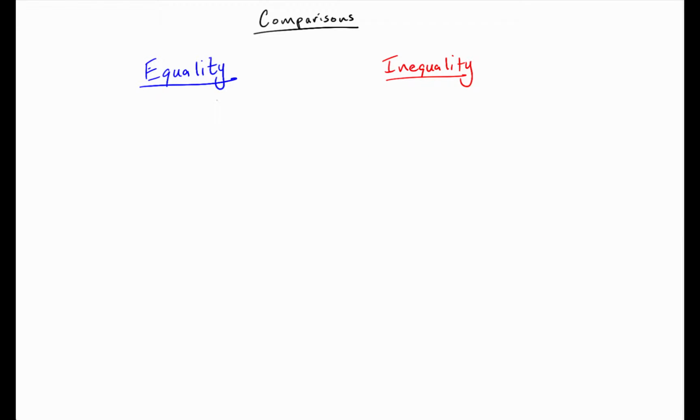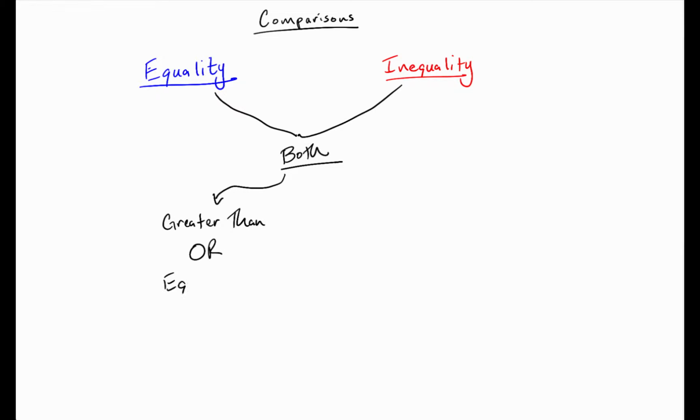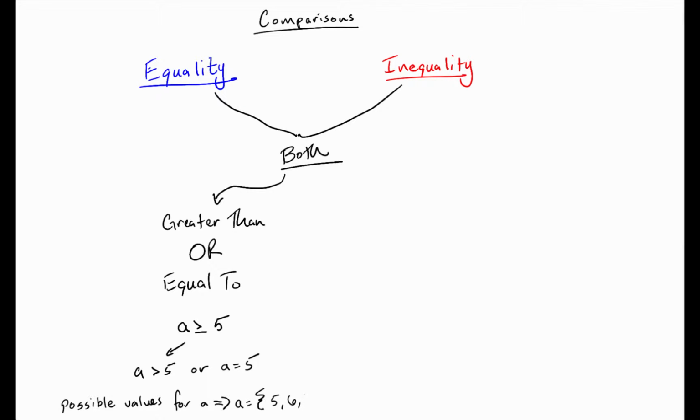Now let's consider the fact that sometimes we want to make comparisons where things could be both equal or unequal. Well, that would be a range of values. So something could be greater than or equal to. For example, a is greater than or equal to 5 means that a could either be greater than 5 or a could be equal to 5. And so we'd have a whole range of possible values. For example, a could be 5, 6, 6.2, 9.5.